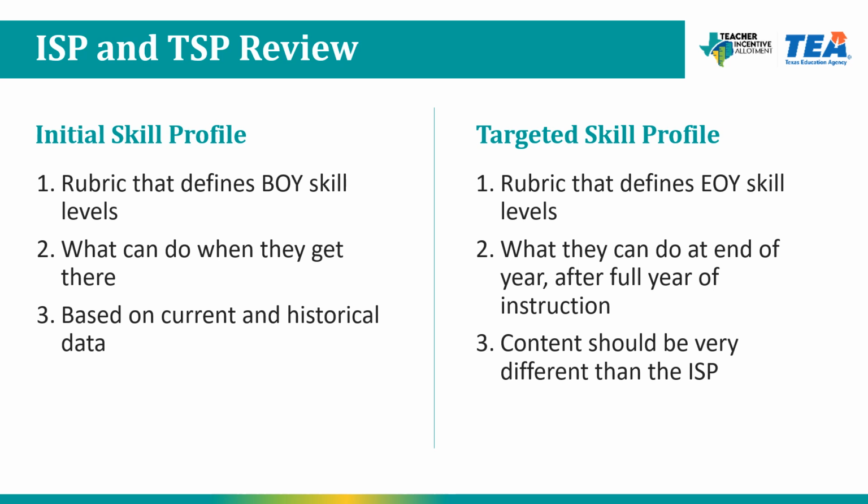To summarize, the initial skill profile is a rubric that defines beginning of the year skill levels based on current and historical data, describing what students can do when they first enter the classroom. The targeted skill profile is also a rubric that defines end of year skill levels, describing what students can achieve after a full year of instruction. The TSP should show significant growth compared to the ISP. And this concludes phase 1 of the SLO process.